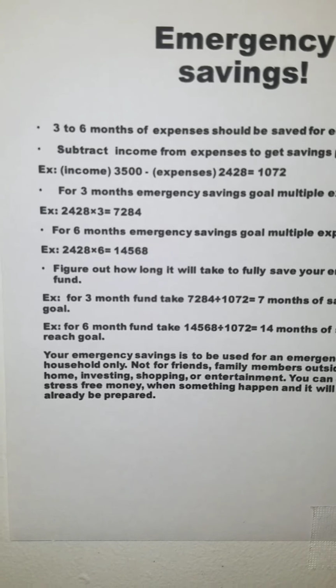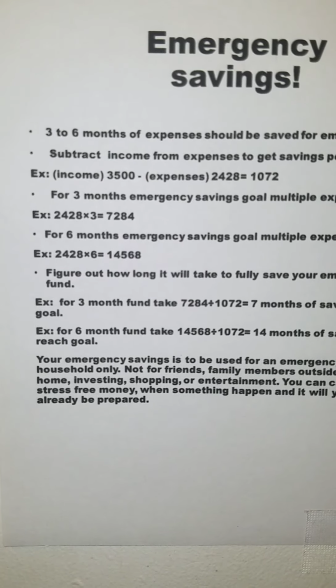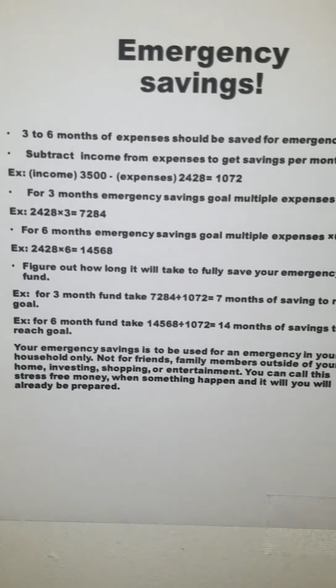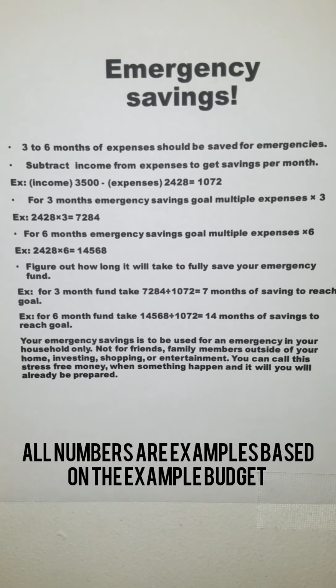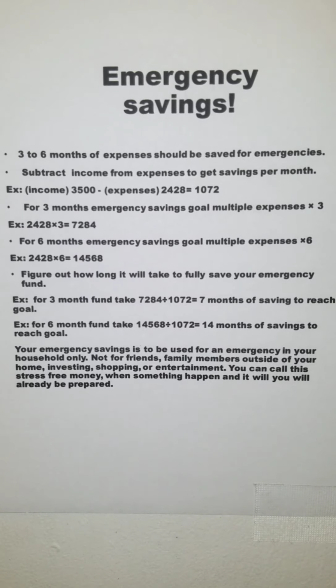You can do the same thing if you want to save an emergency fund for 6 months. You do the exact same thing. Take your total expenses, multiply it times 6. In this case, it'll give you $14,568. So what you can do is figure out how long it'll take you to actually save up and fully fund your emergency fund.